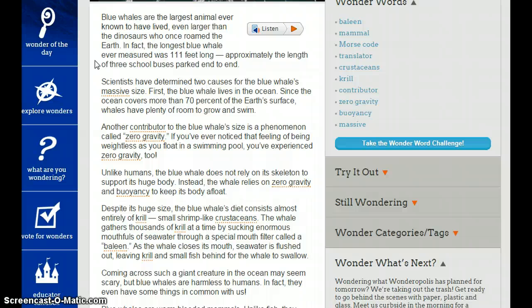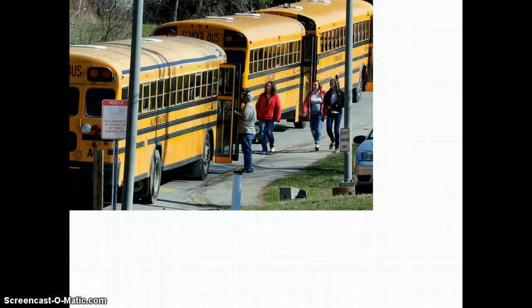In fact, the longest blue whale ever measured was 111 feet long, approximately the length of 3 school buses parked end to end. I wonder how big that is. What does that look like? Oh, I just happen to have a picture. There it is. That's what it looks like. A blue whale is that long?